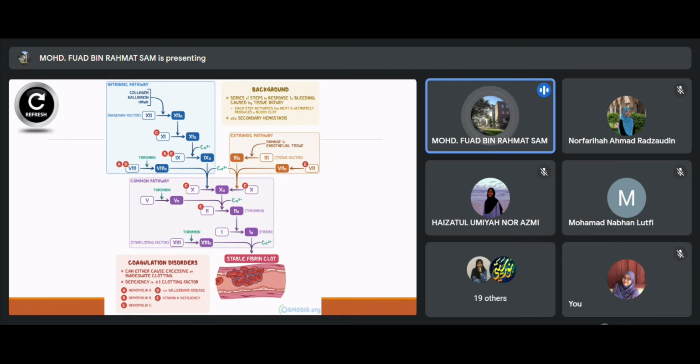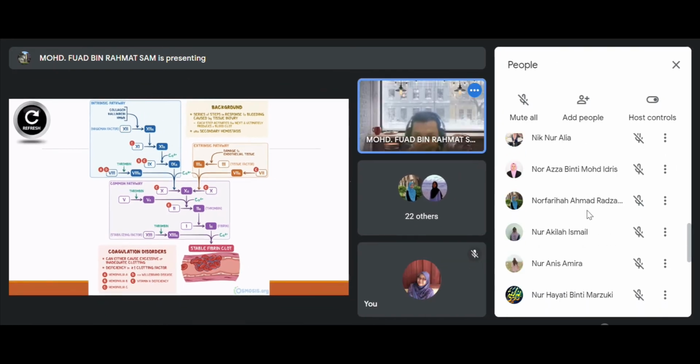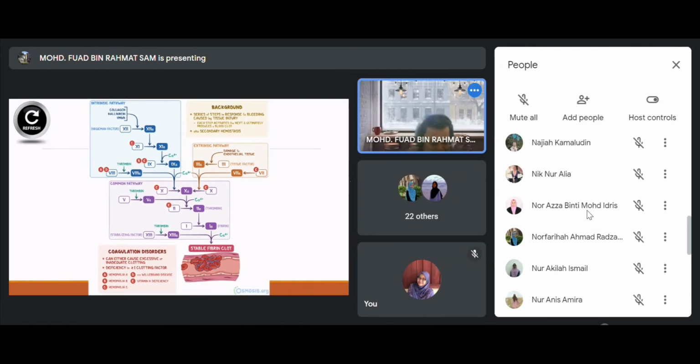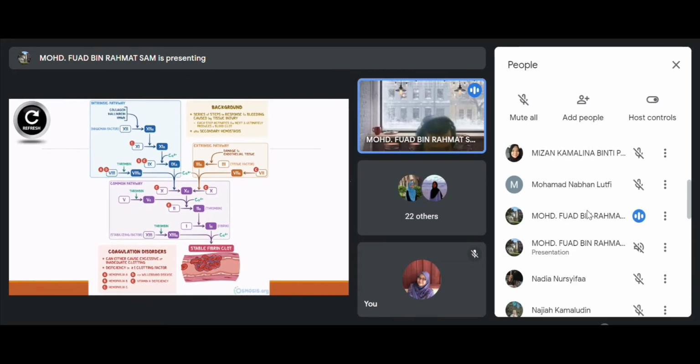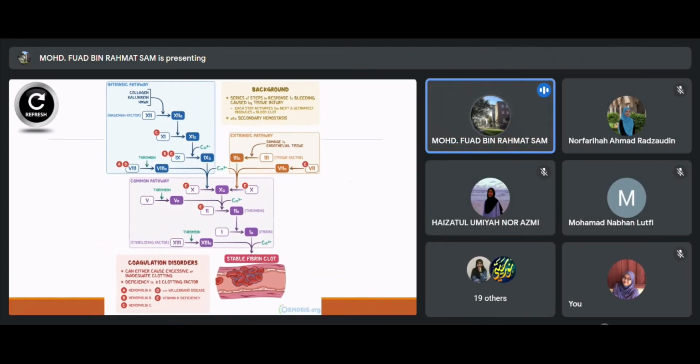boleh saya dapatkan Mizan? Mizan ada? Mizan dah masuk? Belum. Mizan ada? Tak ada. Mungkin boleh Farihah ada? Farihah? Yes, saya doktor. Okay, Farihah.